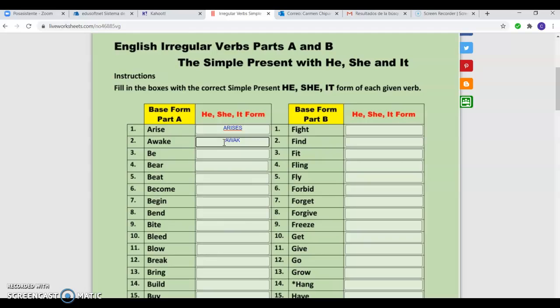Recuerden que deben de tener en cuenta las reglas de S, ES y ES. Recuerda que hay 5 casos en los que aumentas ES. Un caso en el que cambias la Y a I y le pones ES y a todos los demás le aumentas S. Awake acaba en E. Awakes.